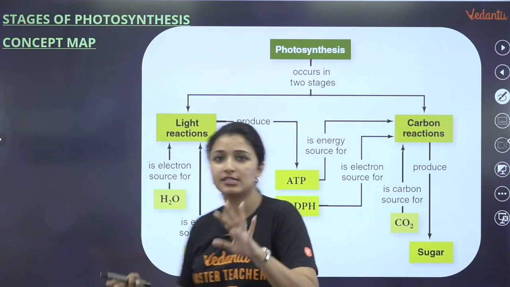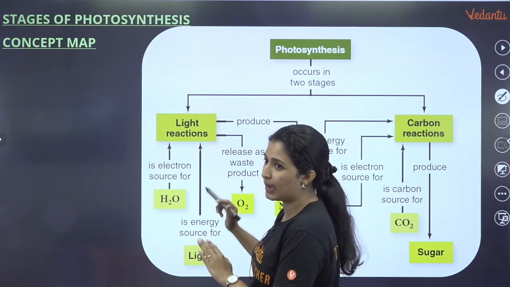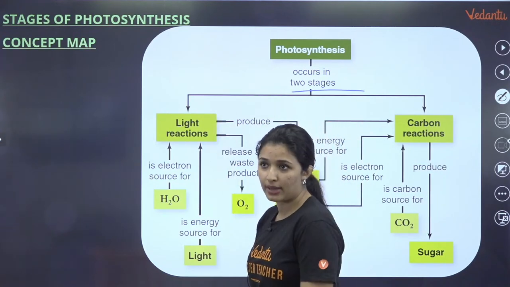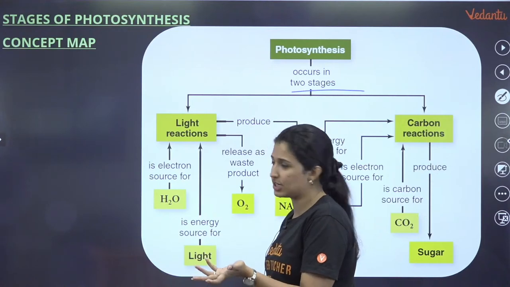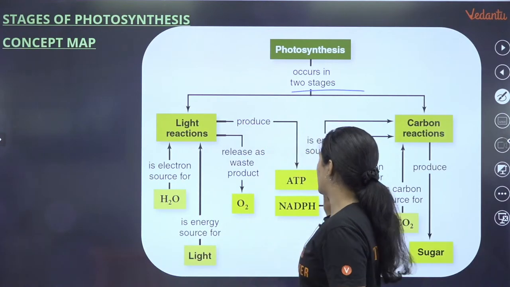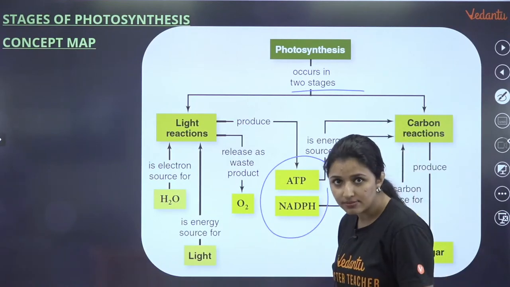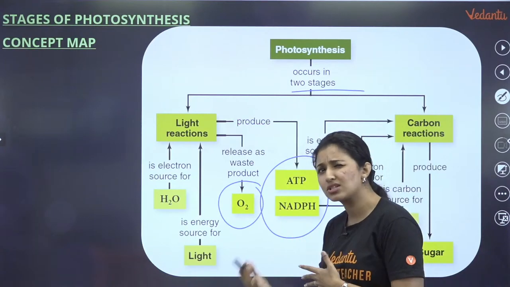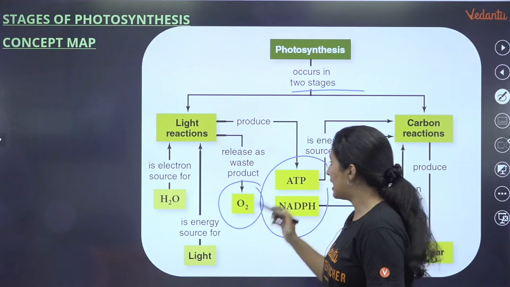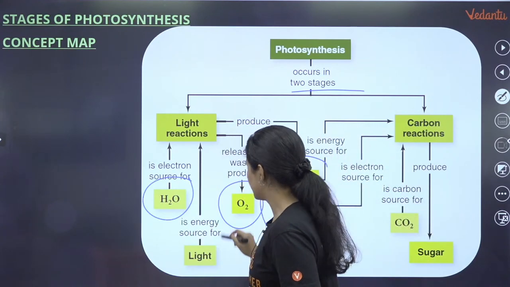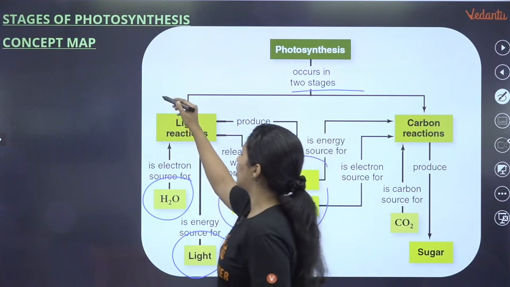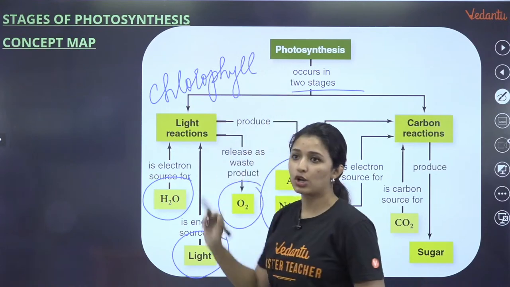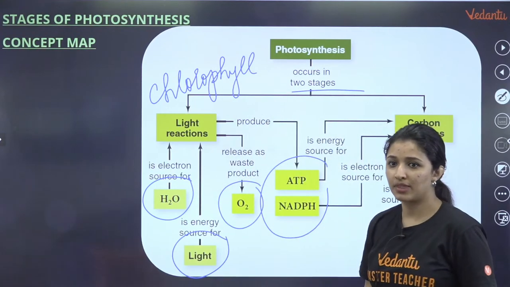Now, stages of photosynthesis. This is just an idea, but we will learn in detail. It occurs in two stages. We have the light reaction, also called non-cyclic photophosphorylation. We produce ATP and NADPH as a result of light reaction. Then oxygen is released as a byproduct or waste product. Water is utilized, light is utilized, and we use a lot of chlorophyll pigments also.